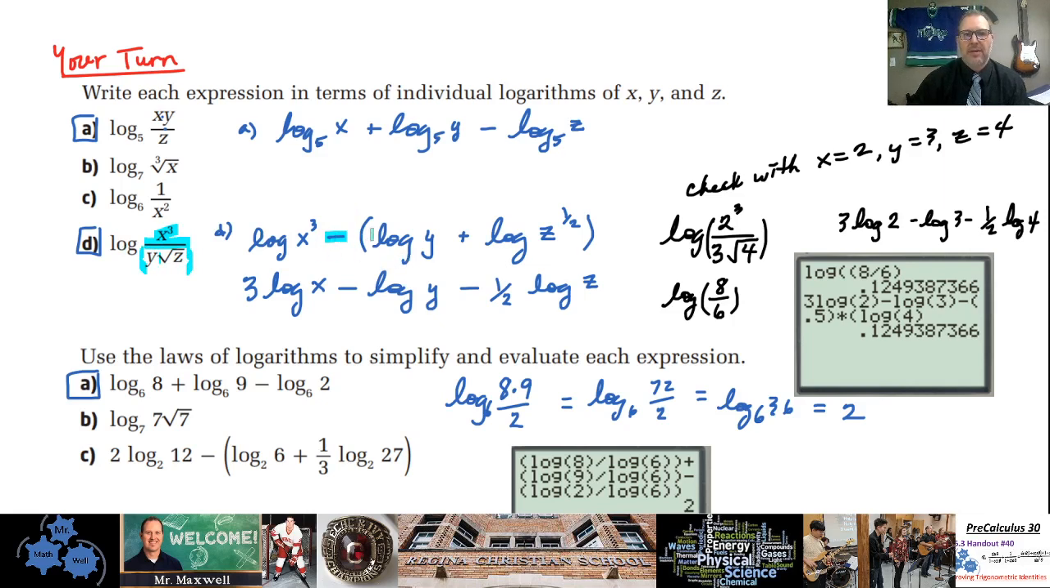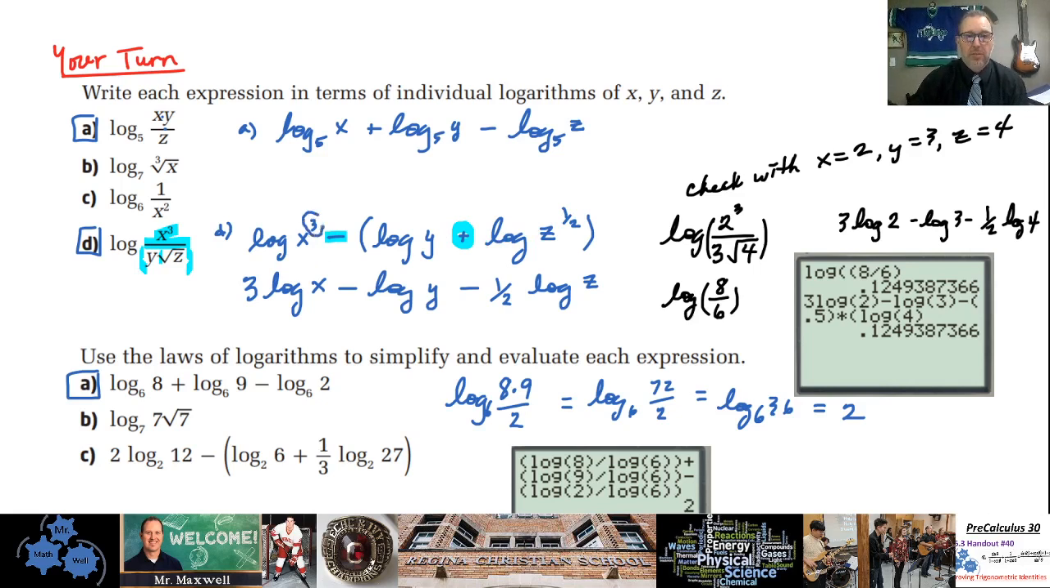And that's divided by log of y plus, because these are multiplied together, y times the square root of z, which can be written as z to the 1/2. Okay? So log of x cubed minus bracket log of y plus log of z to the 1/2. That's the first step. You can further simplify that by using another rule.